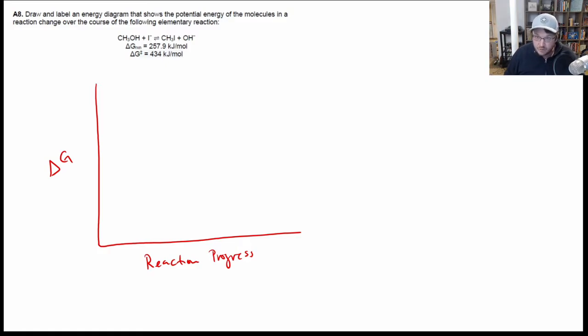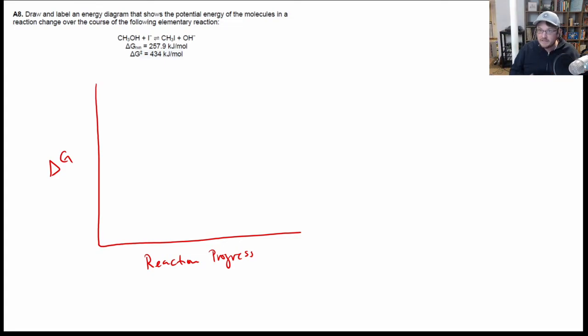So what I gave you here was the energies of those reactions, and that should give you two pieces of information. One is the energy difference between the starting material and the final product. And it should also give you the energy difference between the starting material and the top of that hump of the kinetics.